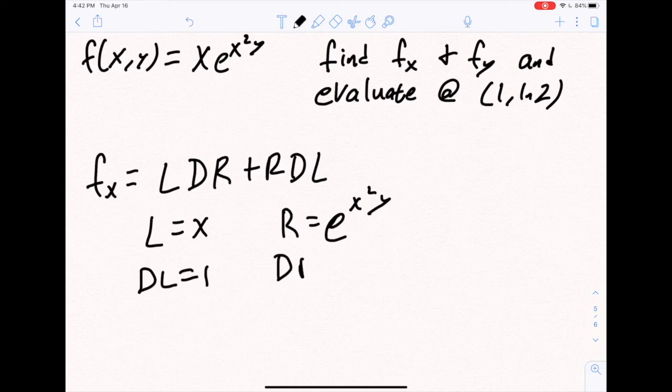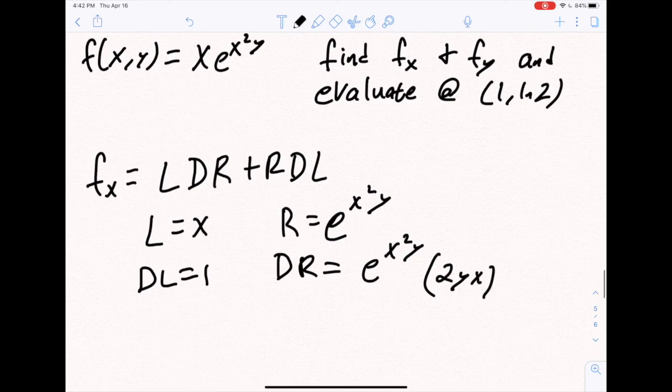Let's focus on the derivative of the right part, the derivative of e to the x squared y. Here we have to use chain rule because we have nested functions. We have the function x squared y inside the function e to the x. So when we are using the chain rule, it's the derivative of the outside times the derivative of the inside. And the nice thing about e to any power is that the derivative of the outside here is just e to the x squared y. And now we multiply by the derivative of the inside. What's the derivative of x squared y with respect to x? Well, we treat y like a constant, so we just get 2yx.